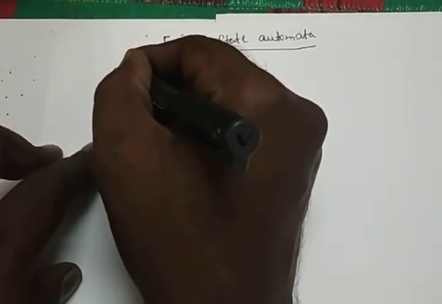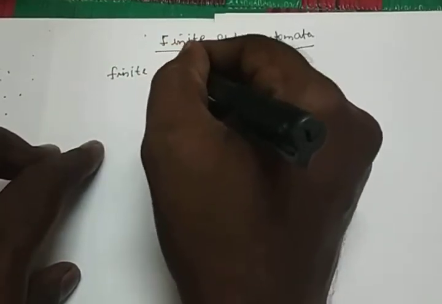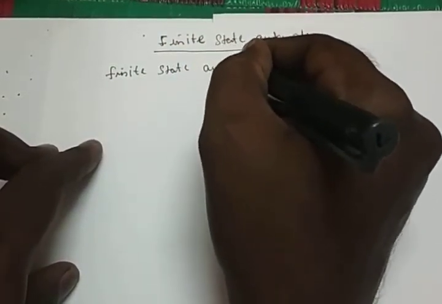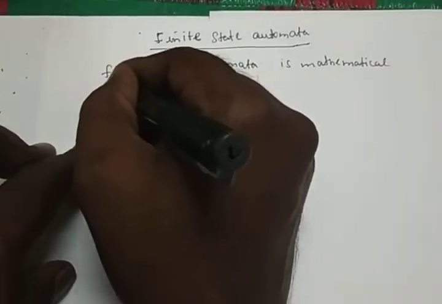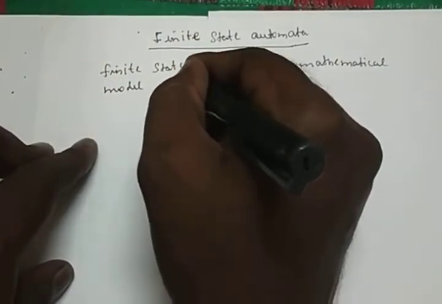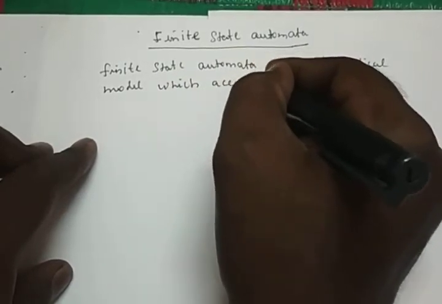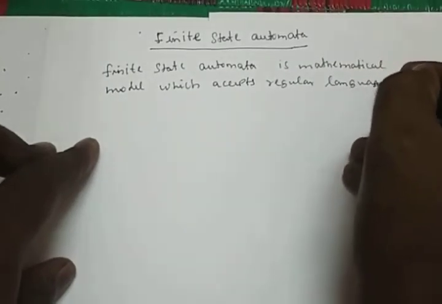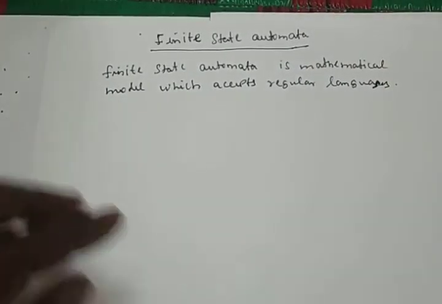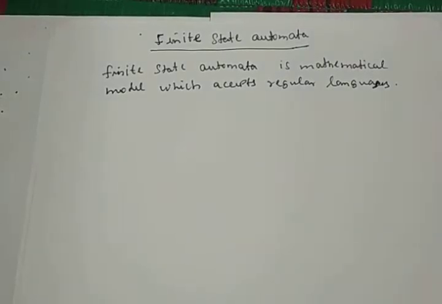A finite state automata is a mathematical model which accepts regular languages. So whenever you give a regular language, if it is accepted by a mathematical model, we can also say that model is a finite state automata.